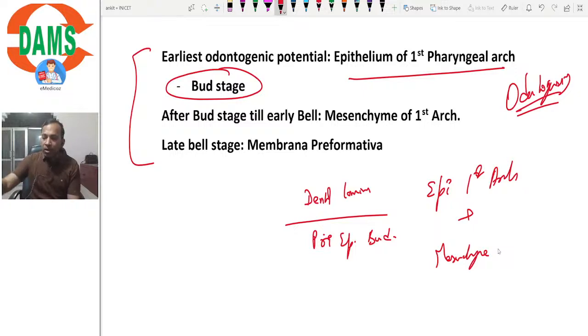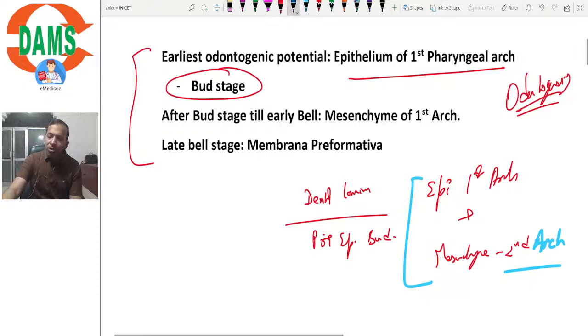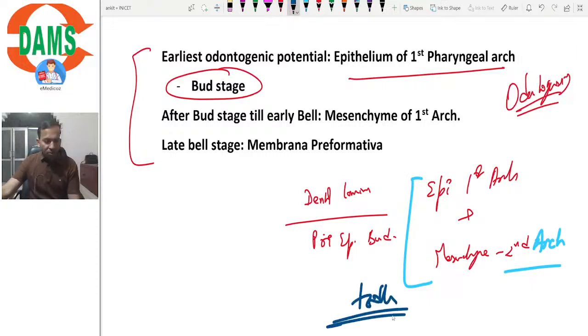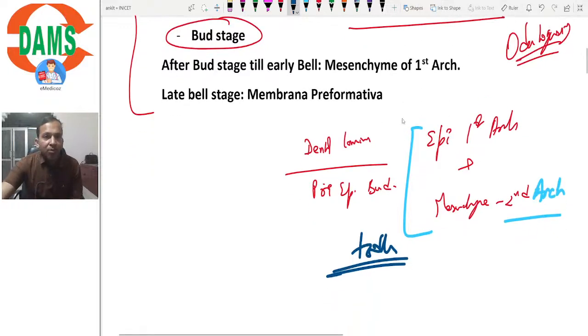of any other region, be it, let's say, the second arch, right? You have taken the epithelium of the first arch, and the mesenchyme of, for example, the foot pad of mice, which is often given as an example in books, or any other mesenchyme, it would still result in the formation of a tooth, isn't it? It would still result in the formation of a tooth. So the epithelium has the odontogenic potential.